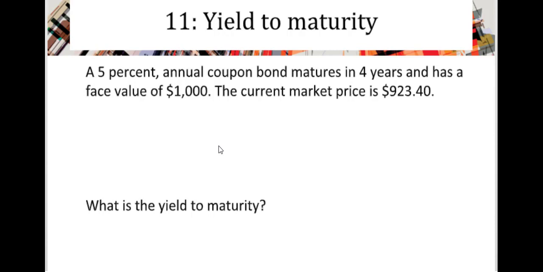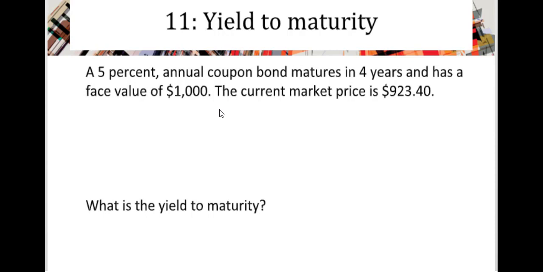Here the current market price is $923.40, which is less than the face value of the bond. So the bond is selling at discount. In that case, the yield to maturity has to be greater than the coupon rate, because the bond is selling at a discount.